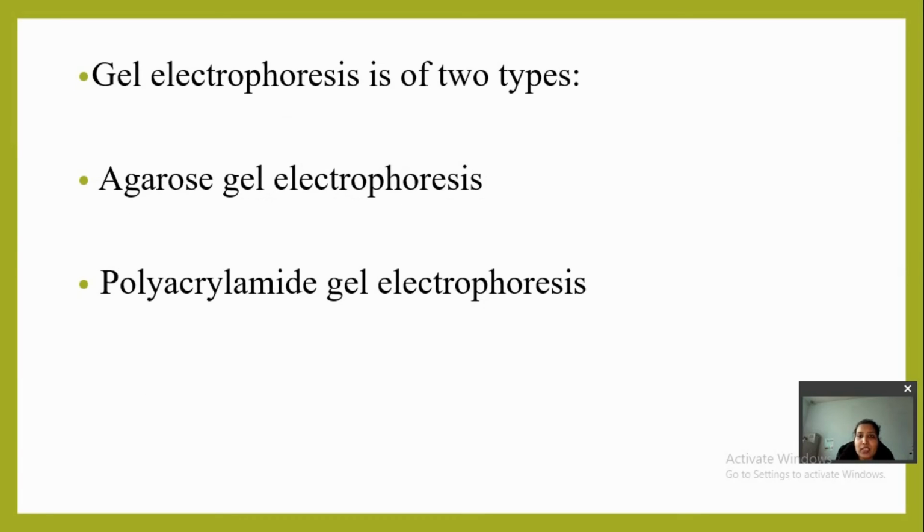Gel electrophoresis is of two types: agarose gel electrophoresis and polyacrylamide gel electrophoresis. So my friends, this is all about zone electrophoresis. In the next session, we will discuss moving boundary electrophoresis.